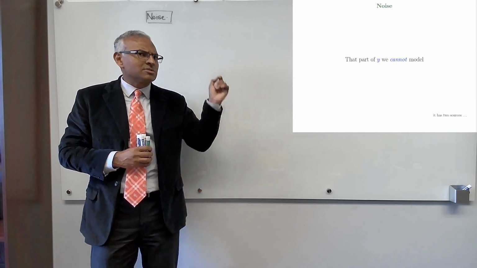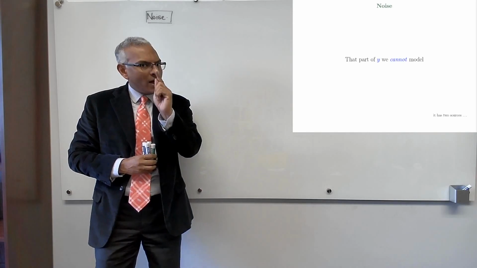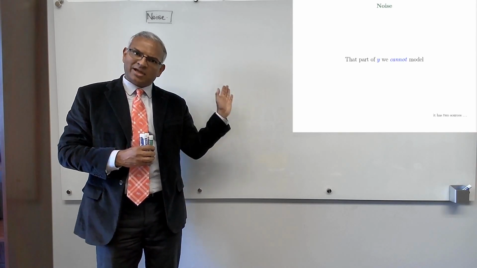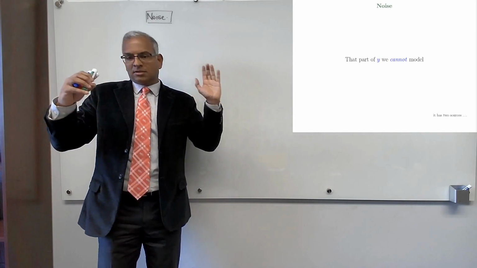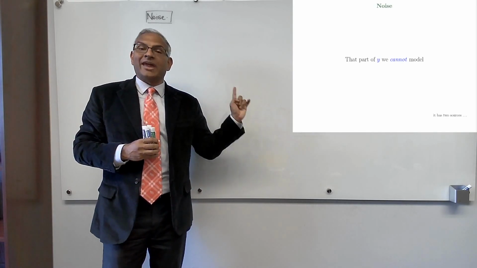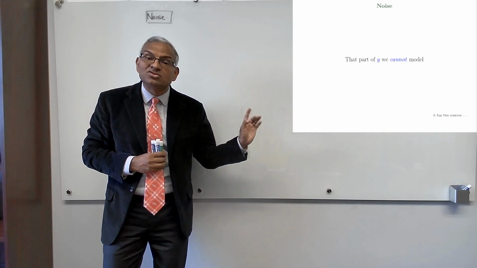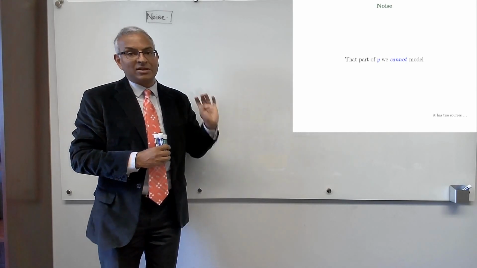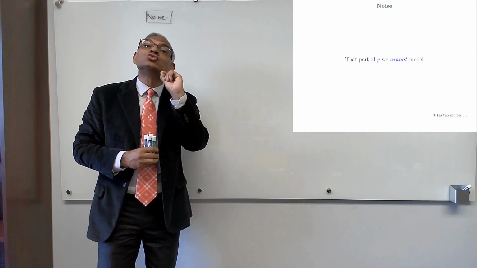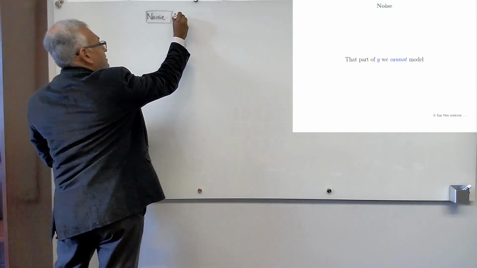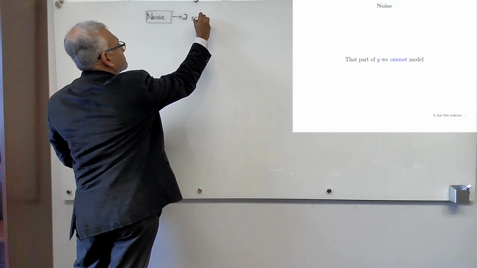So it's very important. It's the part of Y. What is Y? Y is the observed value in the data. So you have X and Y. Y is observed. Now, in the noiseless case, Y equals F of X. But when there's measurement error, Y may not necessarily equal F of X. And so noise is the part of Y that we cannot model. And it has two sources. And that's what we're going to discuss carefully.